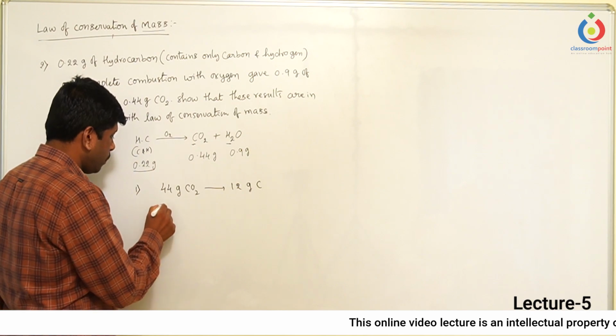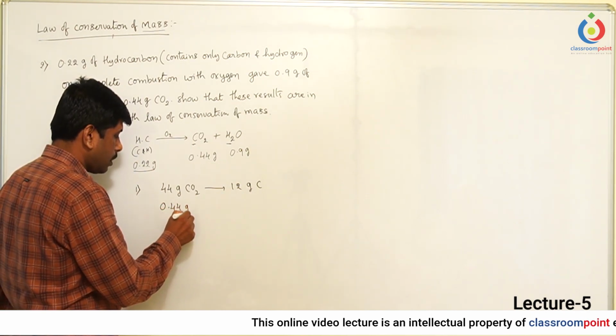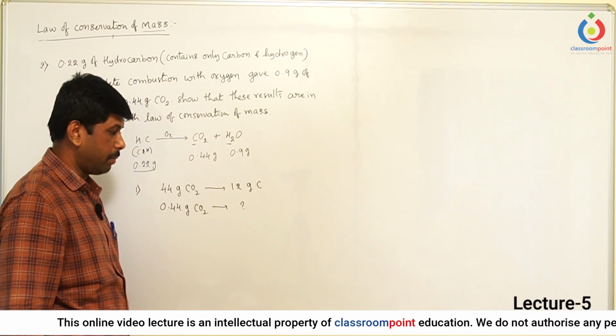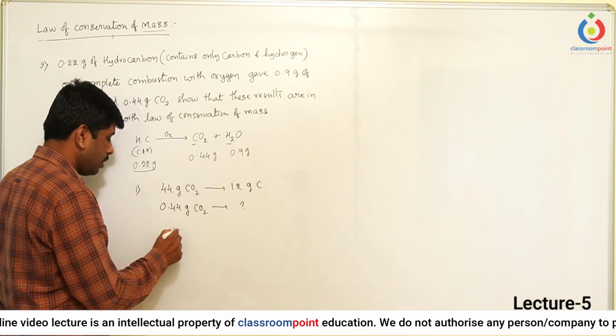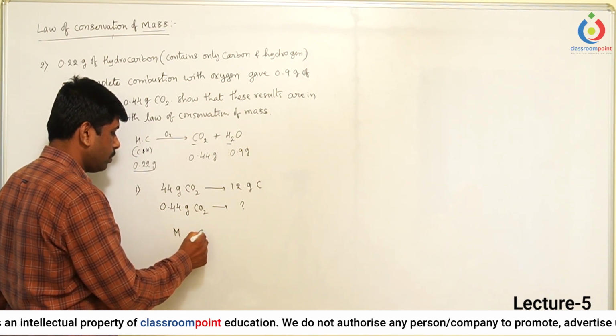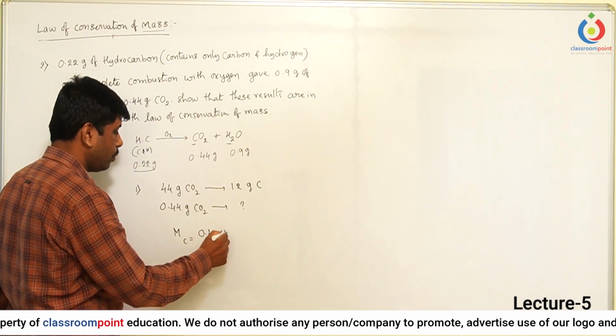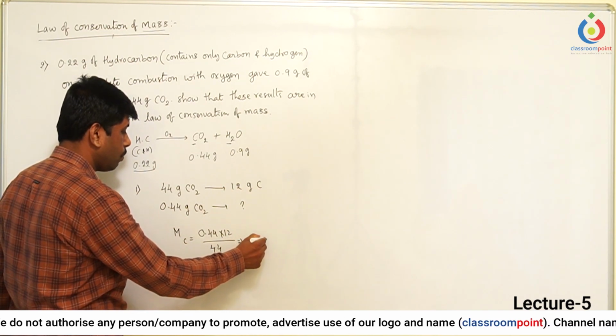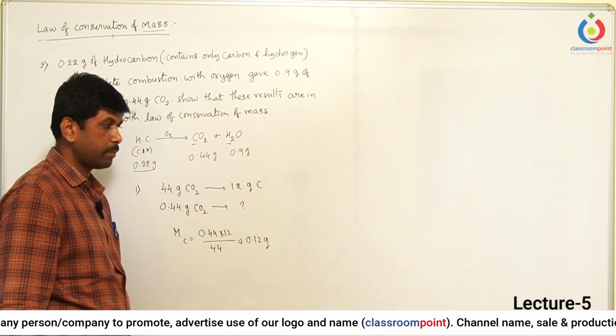Then 0.44 grams of carbon dioxide contains how much mass of the carbon? So just do the cross multiplication. So mass of the carbon is equal to 0.44 into 12 divided by 44 grams. So you'll get 0.12 grams of carbon present.